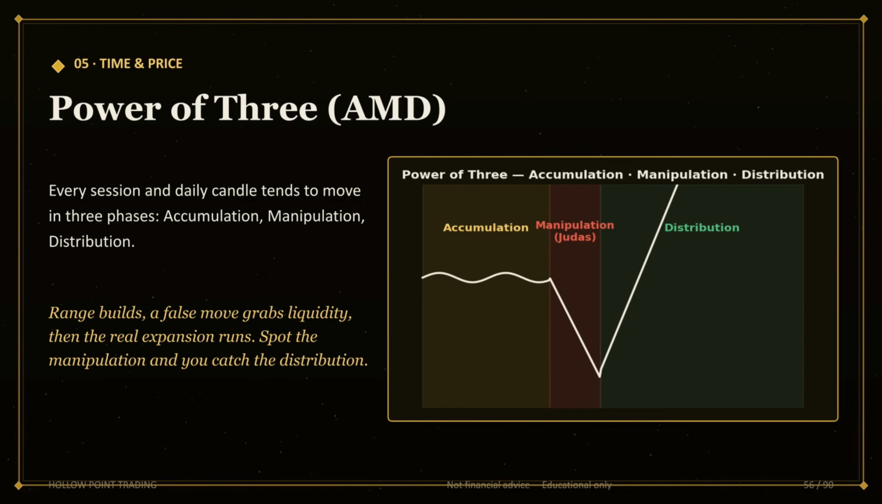The Power of Three, or AMD, describes the three phases of the daily candle: accumulation, manipulation, and distribution. Understanding this cycle helps you spot the false move and catch the expansion.